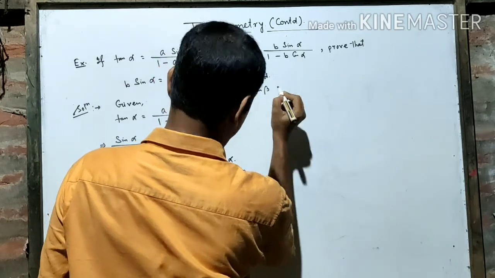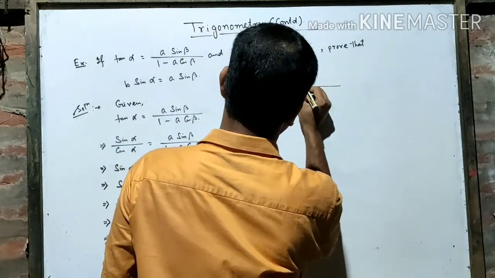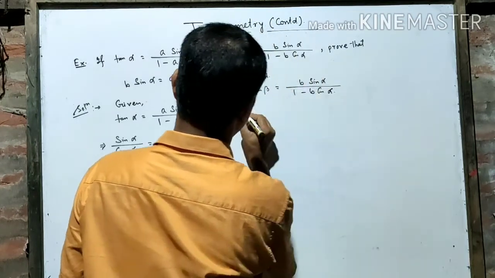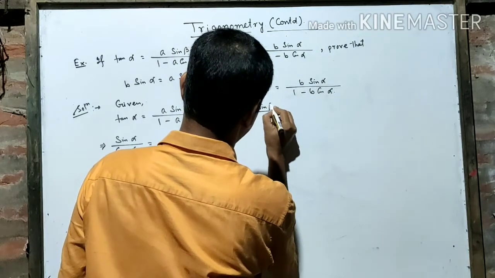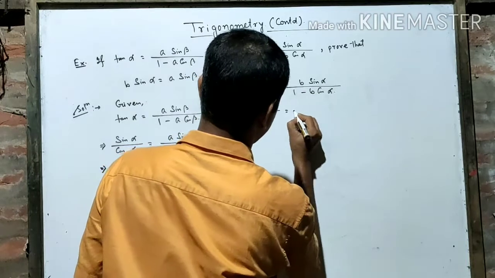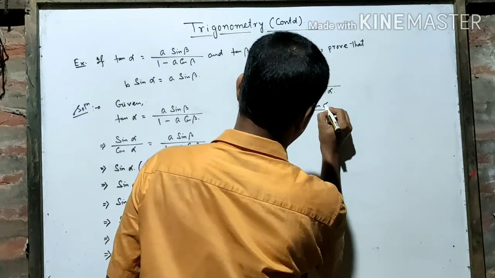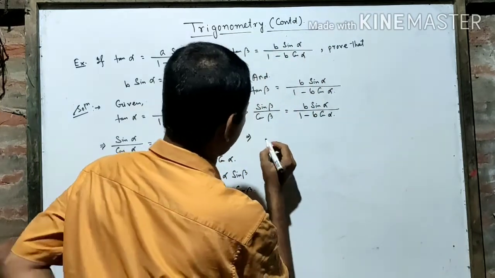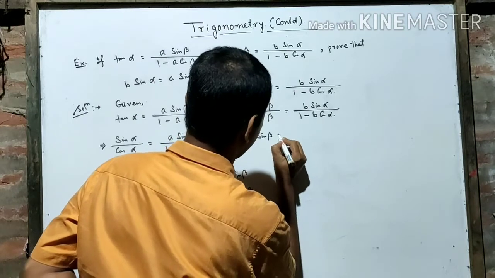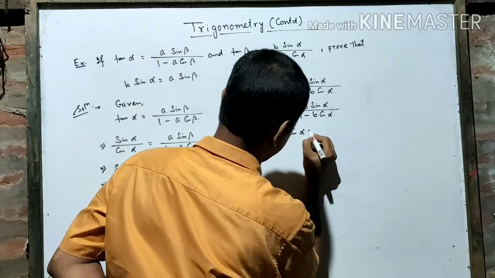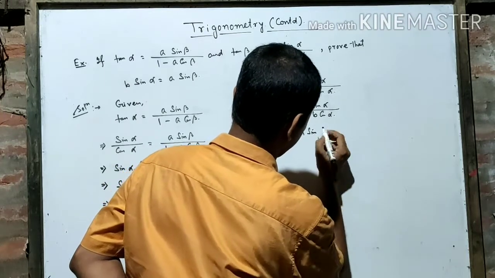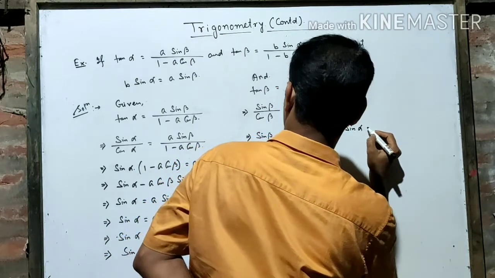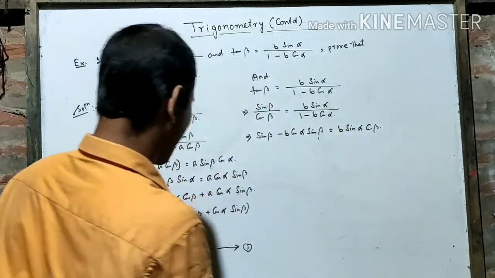tan beta is equal to b sin alpha divided by 1 minus b cos alpha. This implies sin beta divided by cos beta is equal to b sin alpha over 1 minus b cos alpha. On cross multiplication we get sin beta minus b cos alpha sin beta is equal to b sin alpha into cos beta. Okay, just like the previous one.